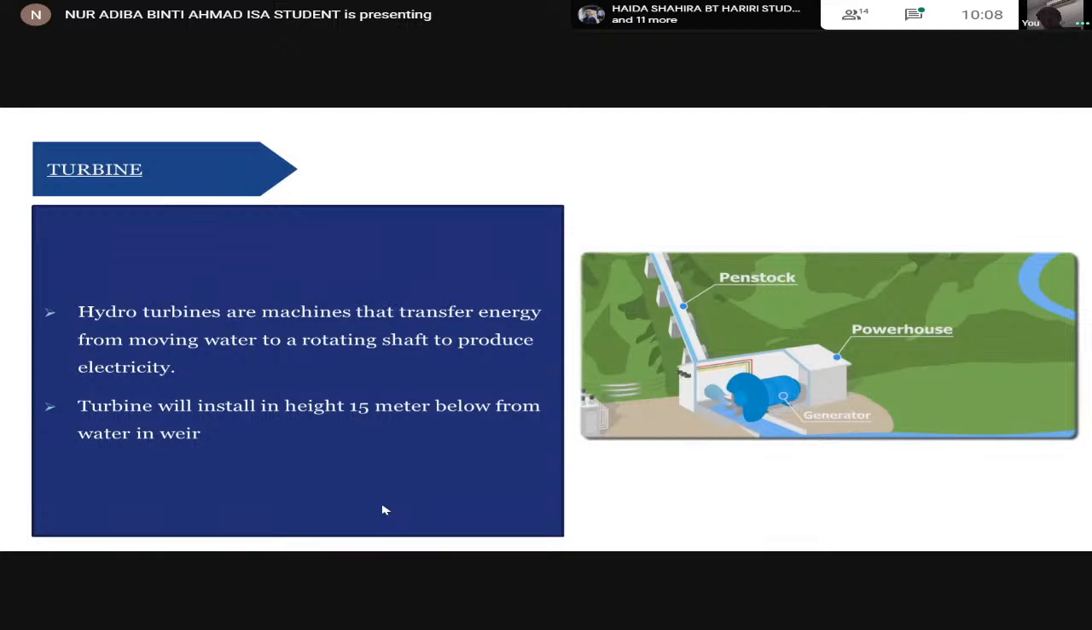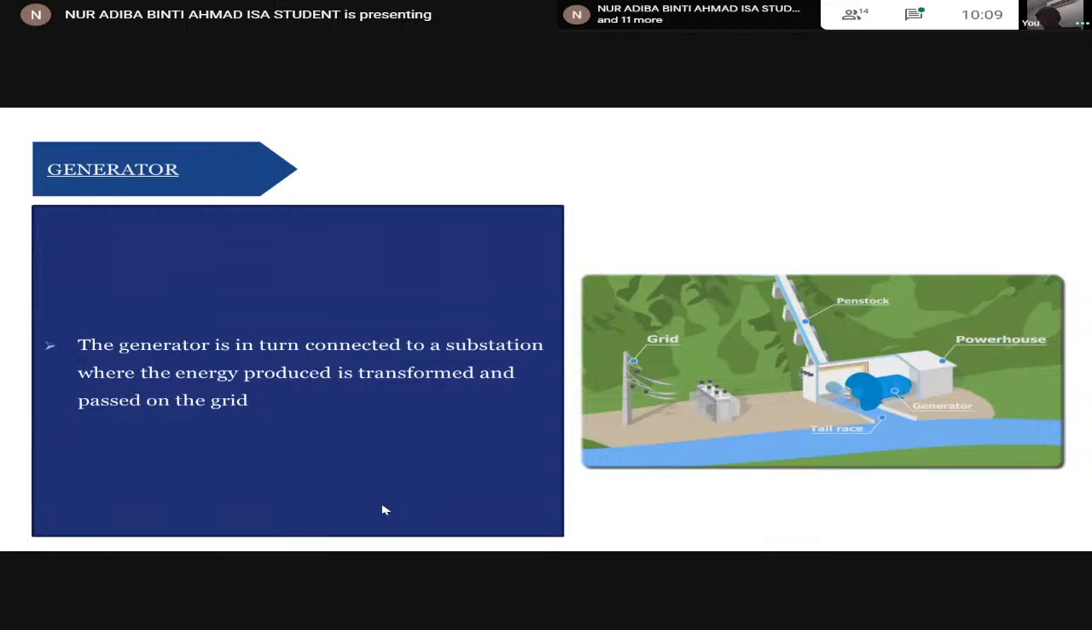Next is the turbine. Hydro turbines are machines that transfer energy from moving water to a rotating shaft to produce electricity. The turbine will start to rotate with the pressure from the water. So the turbine is installed 50 meters below the water in the weir. Next slide is the generator. The generator is in turn connected to a substation where the energy produced is transformed and passed on to the grid.